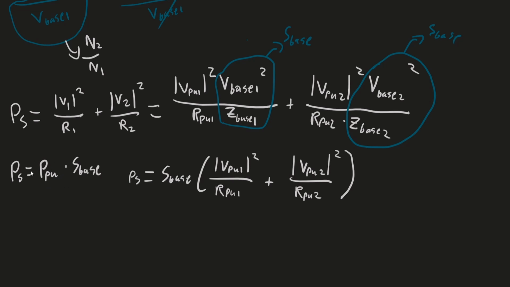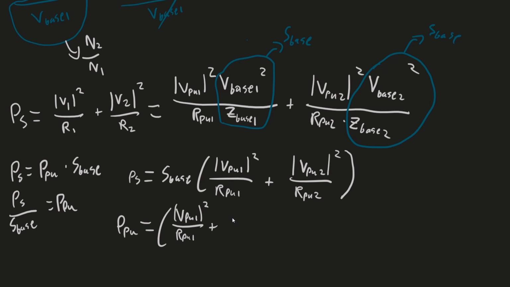So if we rearrange this equation, we get P S over S base equals P, or power per unit. You can see here we're going to divide both sides by S base, and we're going to end up with P, power per unit, is equal to this expression here. So we have V per unit 1 squared over R per unit 1 plus V per unit 2 squared over R per unit 2.